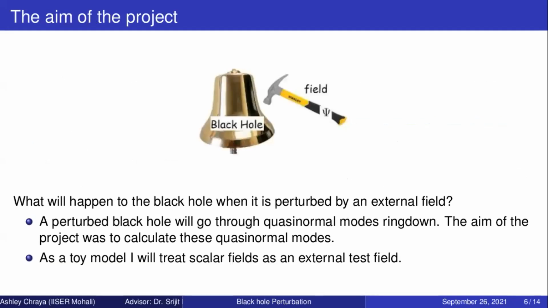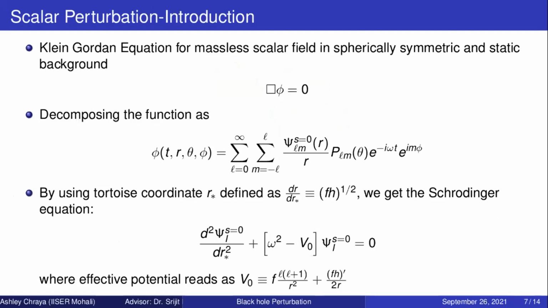So firstly, the aim of my talk is that there would be a black hole and I would perturb it with a scalar field. I am taking a scalar field as a toy model, because taking a gravitational field will make a lot of messy calculations. So for simplicity, I will be talking specifically about scalar field perturbations in Schwarzschild and RN black hole backgrounds. Okay, so firstly, scalar perturbation.